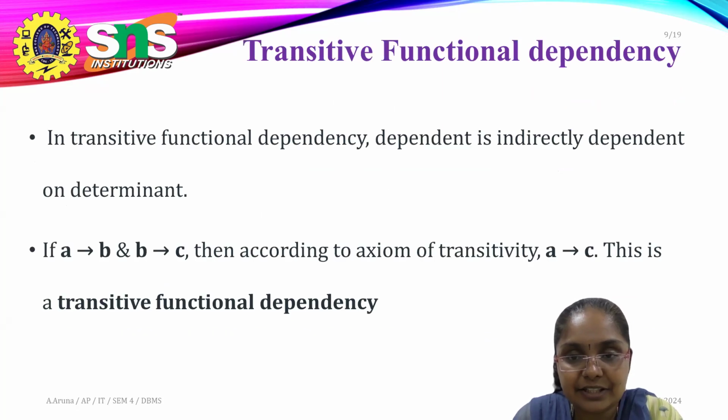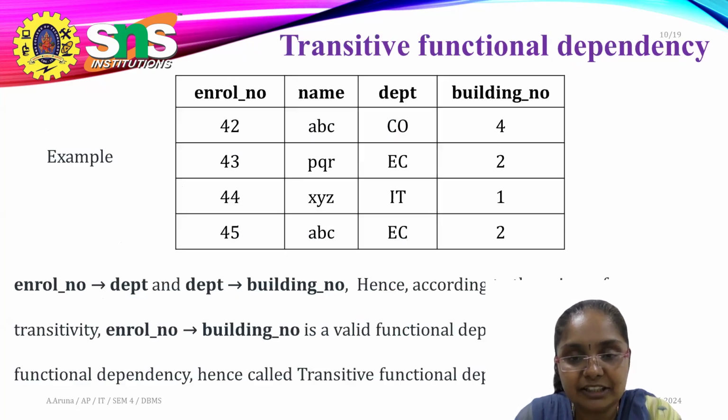The next one is transitive functional dependencies. Here the attributes indirectly depend on each other, and that can be called a transitive dependency. This is the definition: in a transitive functional dependency, the dependent is indirectly dependent on the determinant. If A tends to B and B tends to C, then according to the axiom of transitivity, A tends to C. Because if A tends to B and B tends to C, A indirectly determines C. So this type of dependency is called a transitive functional dependency.